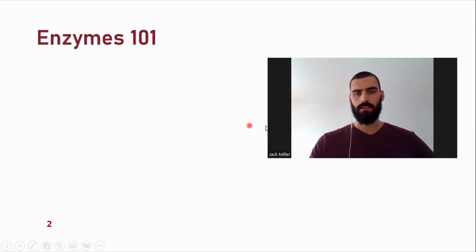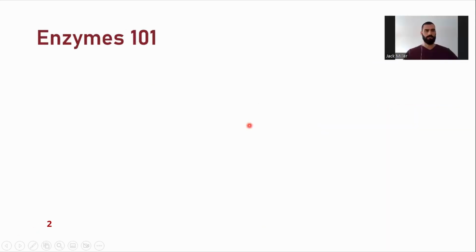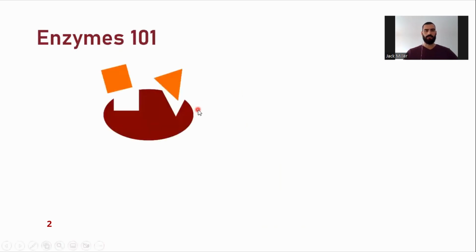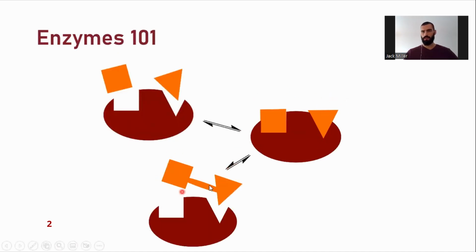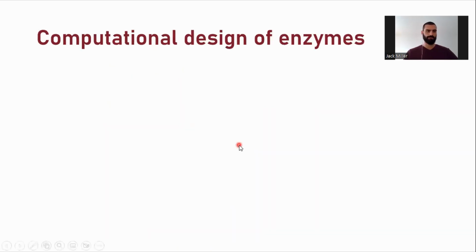Now, a little bit about enzymes, just to give you a little bit of a refresher. So you have enzymes, they have associated substrates. Together, they form a complex, and then in the end, a product is released from that complex.